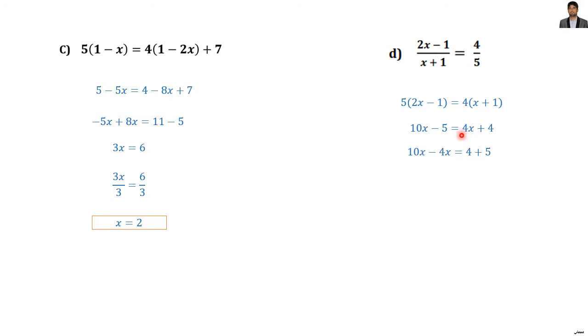We keep the variables on the left side and numbers on the right side. So on the same idea, 4x, move it to the left, -4x. -5x to the left, wait, +5 to the right. Simplify it. 6x = 9. Divide both sides by 6. And then again simplify this by dividing 9 by 3 and 6 by 3.